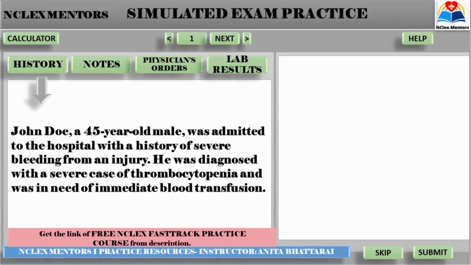John Doe, a 45-year-old male, was admitted to the hospital with a history of severe bleeding from an injury. He was diagnosed with a severe case of thrombocytopenia and was in need of immediate blood transfusion. To understand the scenario in depth, let's see what's written on the nurse's notes.